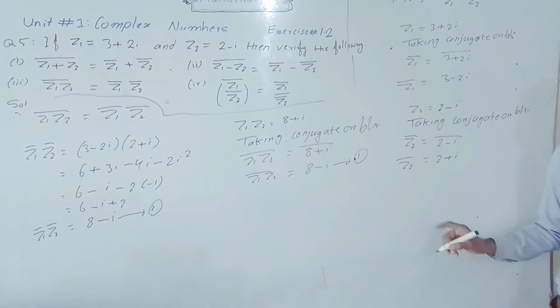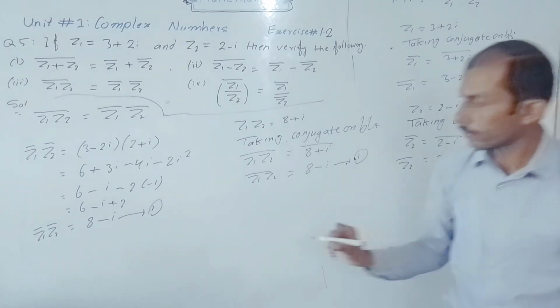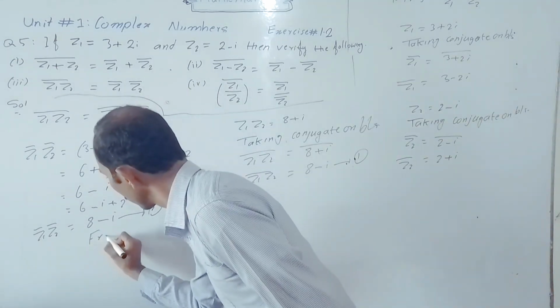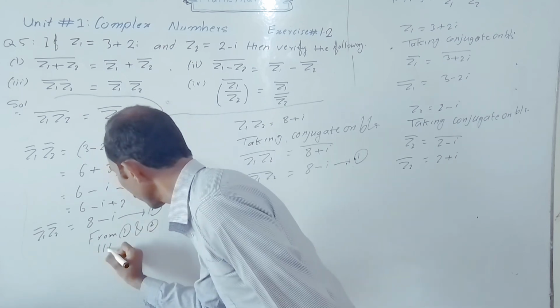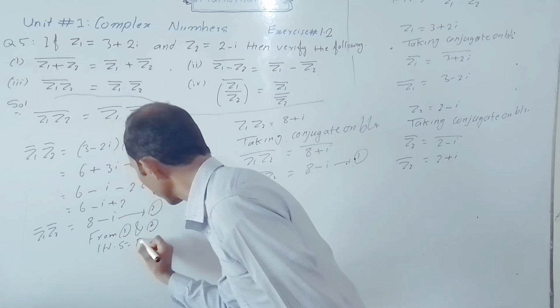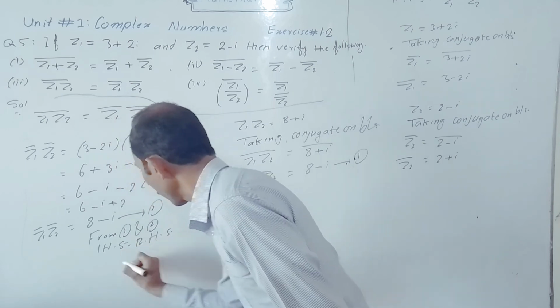So from 1 and 2, left hand side is equal to right hand side, hence proved.